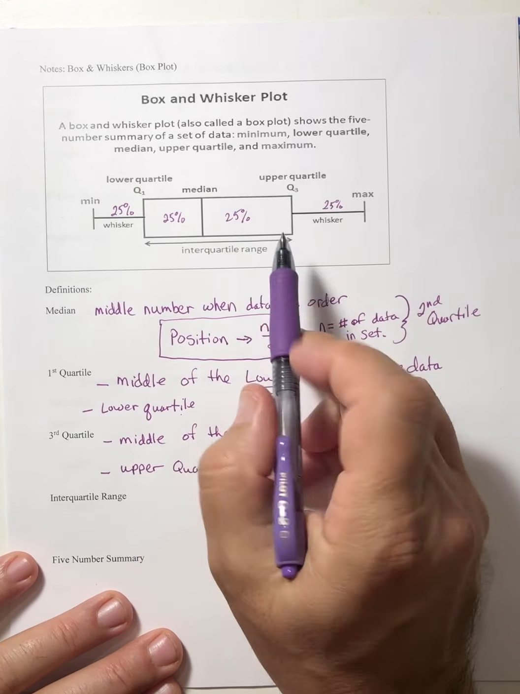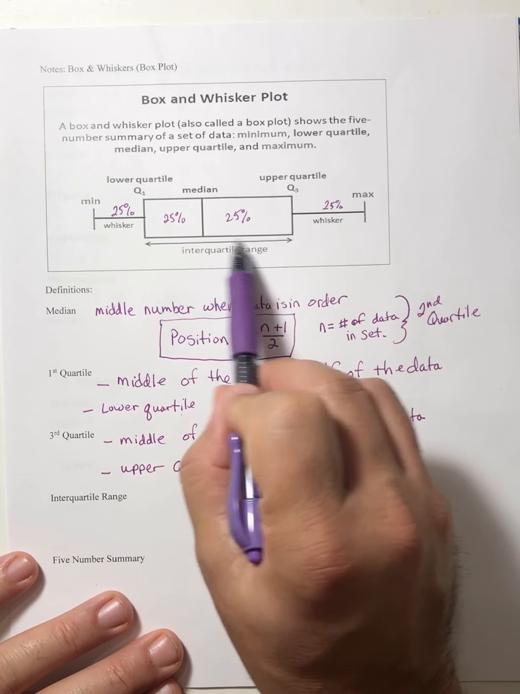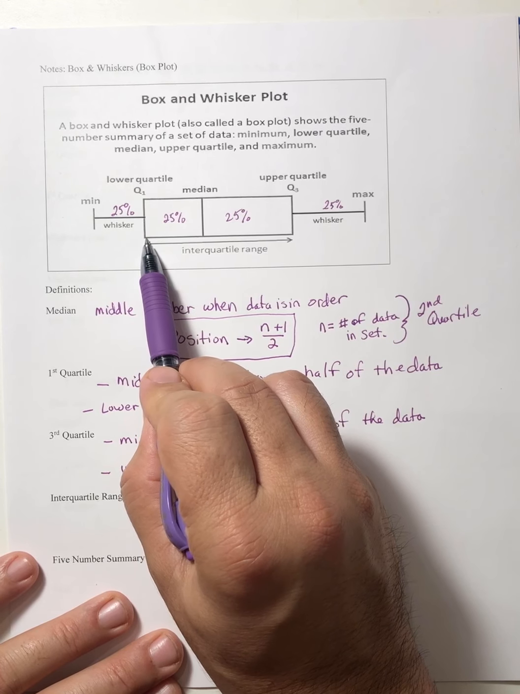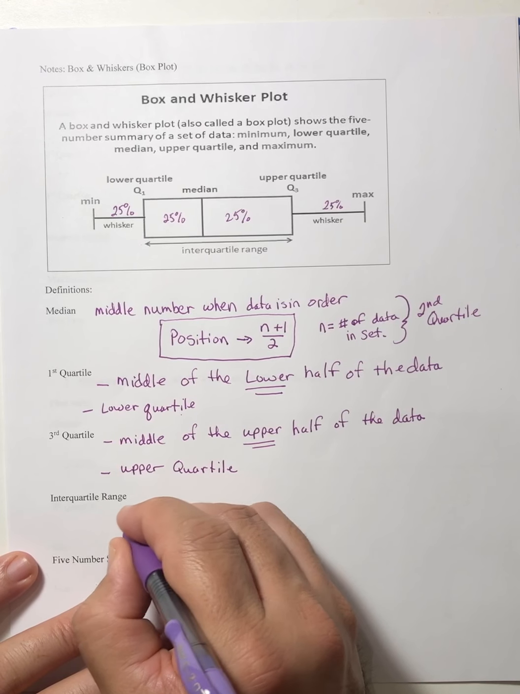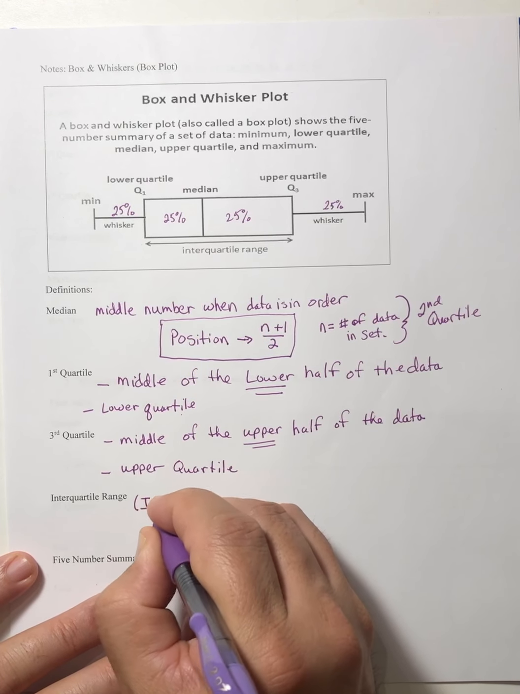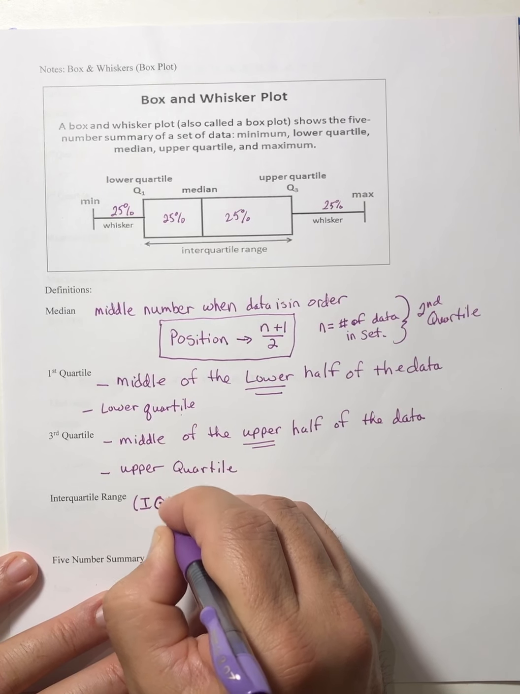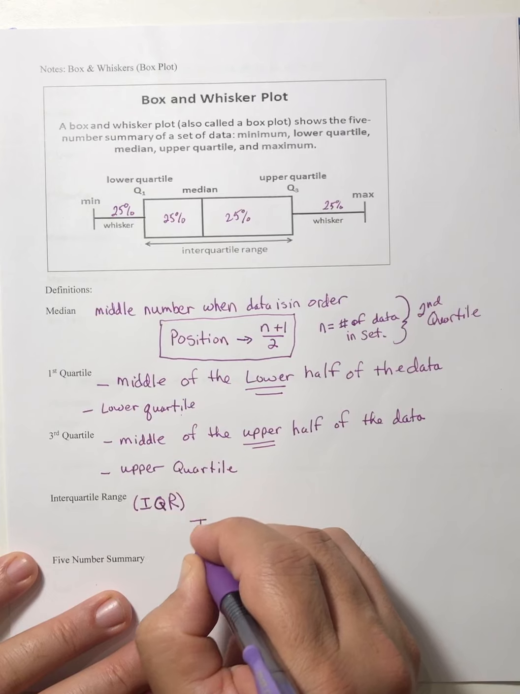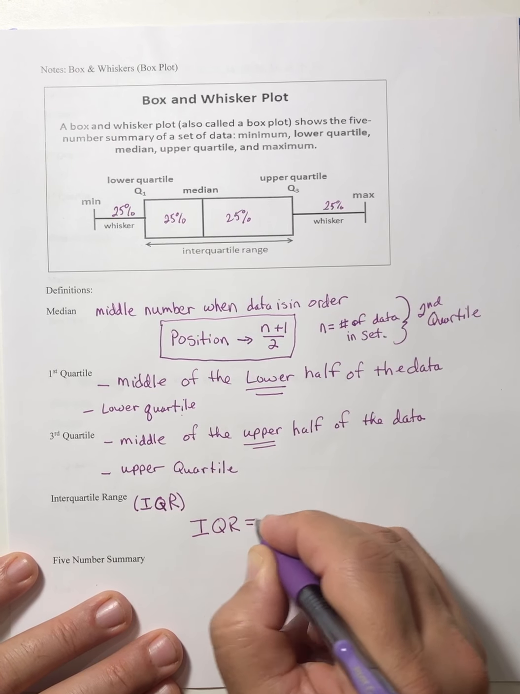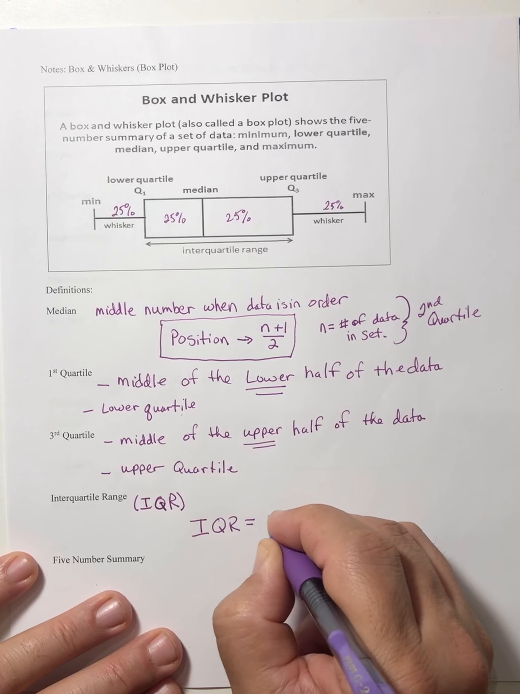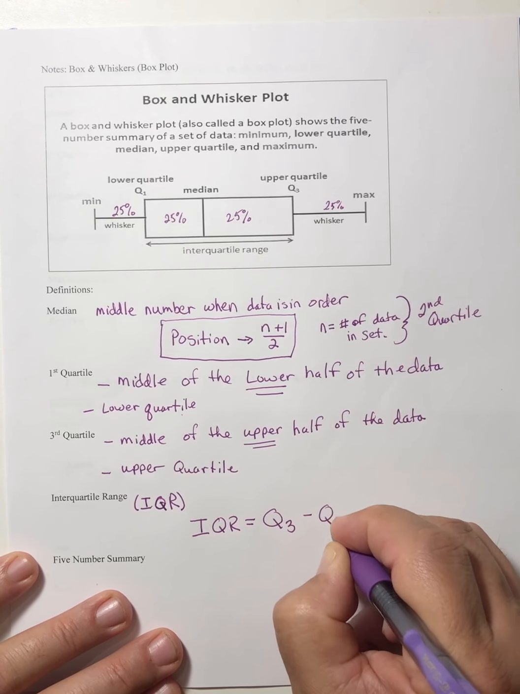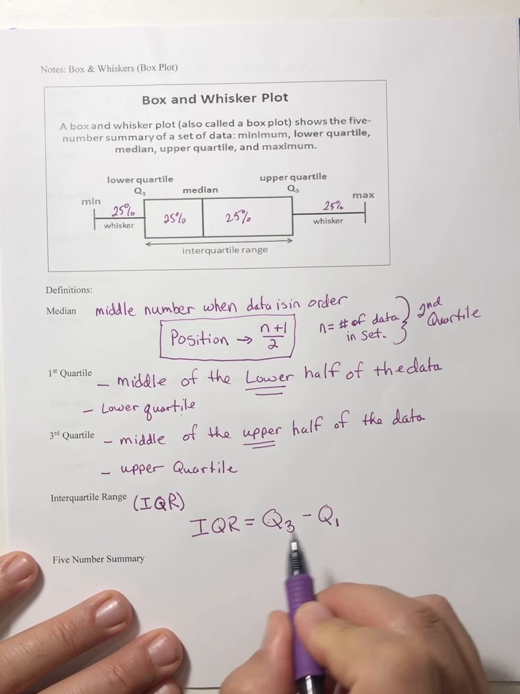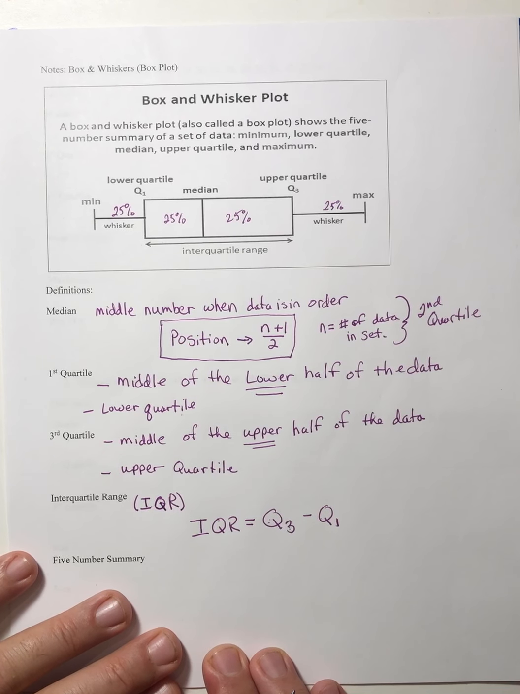Interquartile range. Notice in my diagram, I have here what's called the interquartile range. Okay, that is literally the difference between the first quartile and the third quartile. So interquartile range, the abbreviation is IQR. So IQR is literally the third quartile, because that's usually the larger value, so Q3 minus Q1. Third quartile, first quartile. Okay.